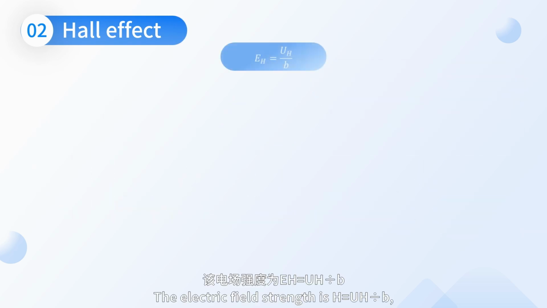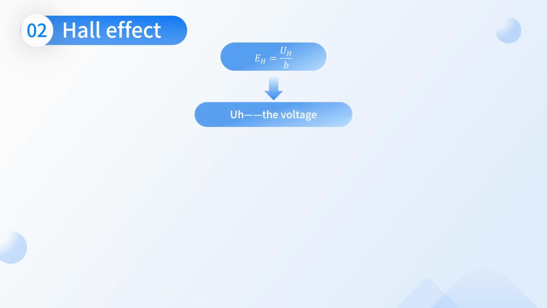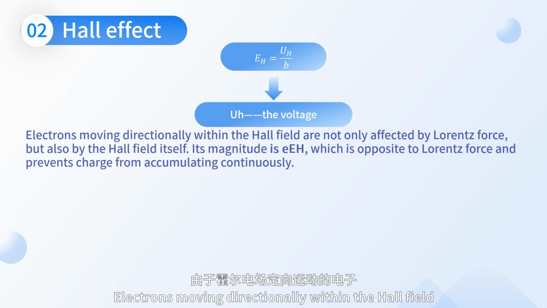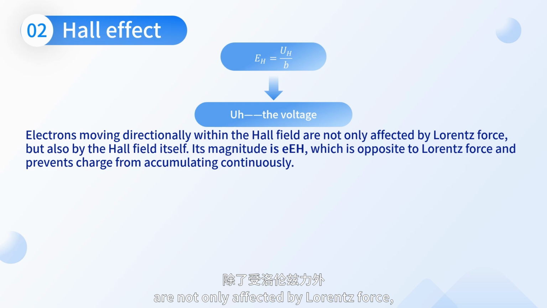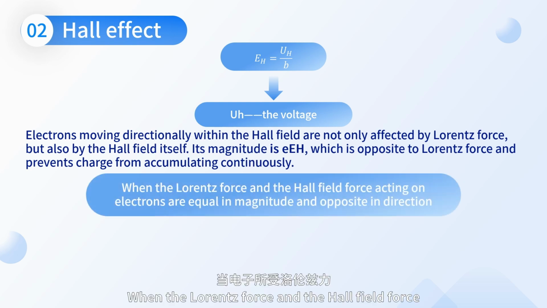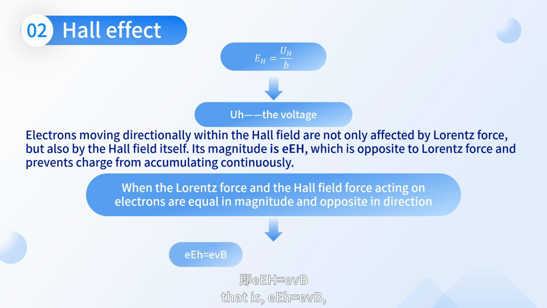The electric field strength is EH equals UH over b, where UH refers to the voltage. Electrons moving directionally within the Hall field are not only affected by Lorentz force, but also by the Hall field force itself. Its magnitude is eEH, opposite to Lorentz force. It prevents charge from accumulating continuously. When the Lorentz force and the Hall field force acting on electrons are equal in magnitude and opposite in direction, that is, eEH equals eVB, then EH equals VB.